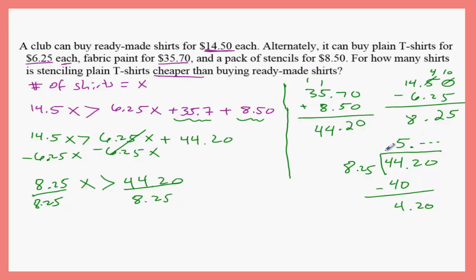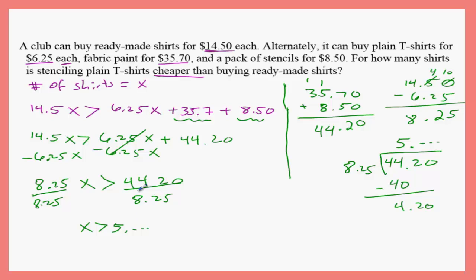So we get 5 point something. This 5 represents the number of shirts, because we're looking for x. x is going to be greater than 5 point something. x is the number of shirts. Again, for how many shirts is stenciling plain t-shirts cheaper than buying ready-made? This is the ready-made and this is the plain t-shirts.